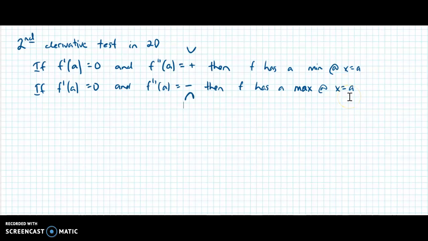So the first step you do with these is you find the critical value, and then you find the second derivative, and you plug it in, and you look at it. It's essentially the same idea with the second partials test, except there's more pieces. So, second partials test.